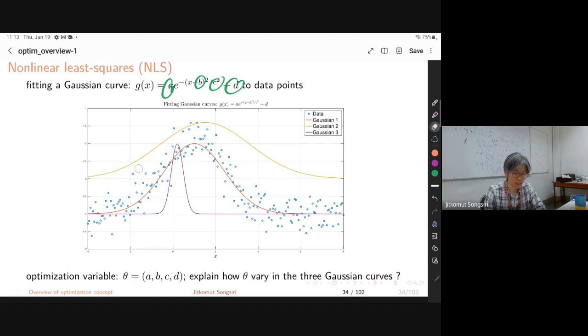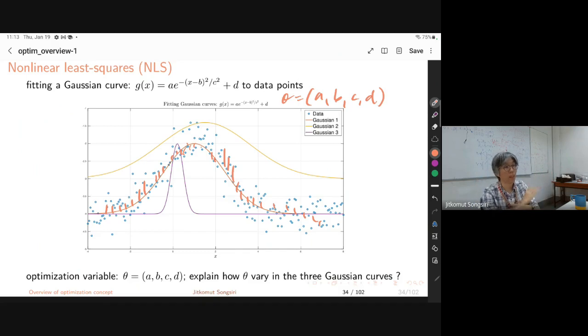So in optimization, if you take a look at the problem, I want to pick a set of parameters A, B, C, and D that makes the error between the curve and the data points, the sum of squares, minimized. This is the concept of nonlinear least squares. Which one should be the one with a smaller objective, smaller error? Yellow, orange, purple? Orange, right?